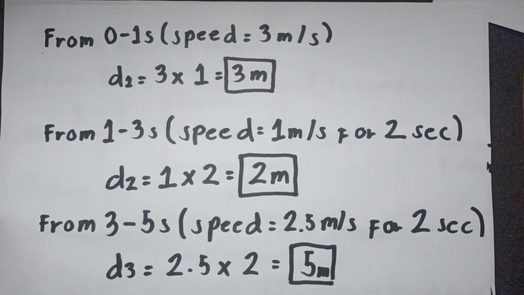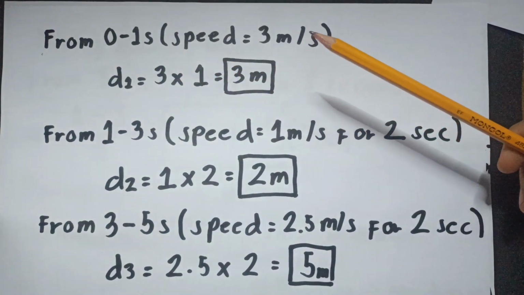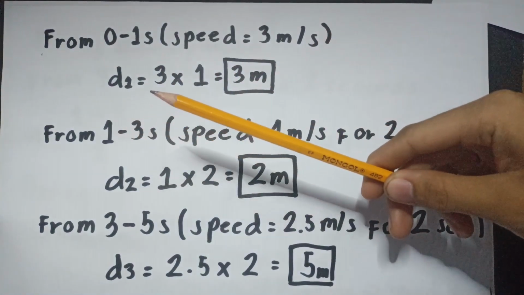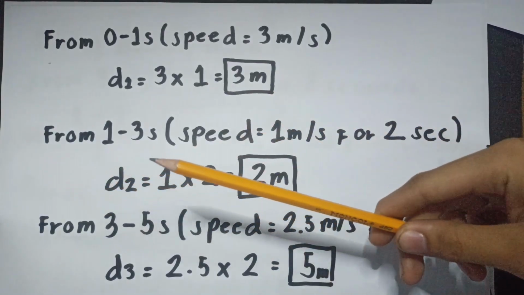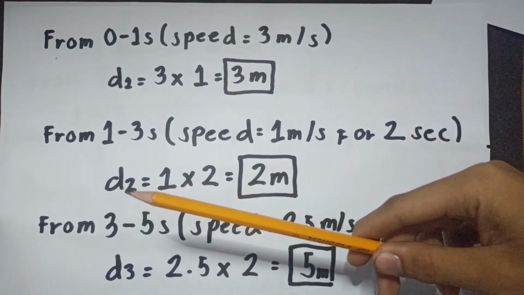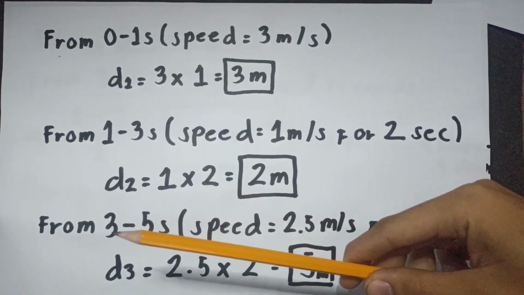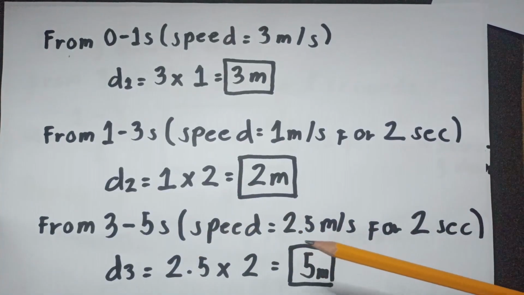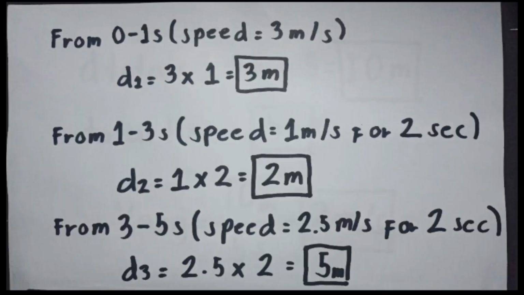So let's compute each time travel. From 0 to 1 second, speed is equal to 3 meters per second. So d sub 1 is equal to 3 times 1, which is 3 meters. From 1 to 3 seconds, speed is equal to 1 meter per second for 2 seconds. So d sub 2 is equal to 1 times 2, which is 2 meters. From 3 to 5 seconds, speed is equal to 2.5 meters per second for 2 seconds. The average velocity only shows the overall speed of 2 meters per second. It does not show that the car slowed down and then sped up.